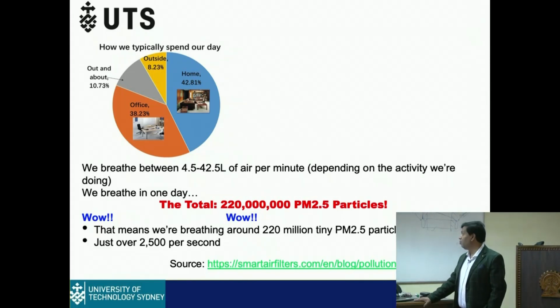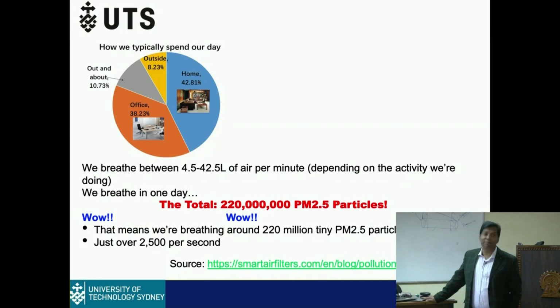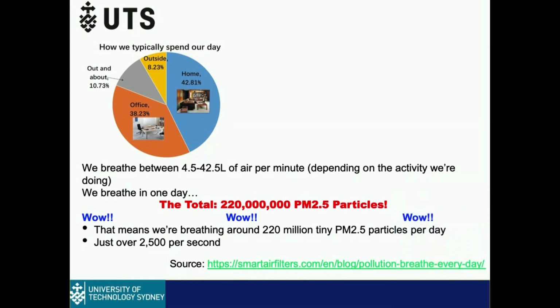And we breathe between 4.5 to 42.5 liters of air per minute, depending on whether you are resting, running or sleeping. That means in one day we breathe in a total of 22 crore PM 2.5 particles. You see how much it is? So we are breathing about 220 million tiny PM 2.5 particles per day, just over 2,500 per second. We are inhaling ultrafine particles.